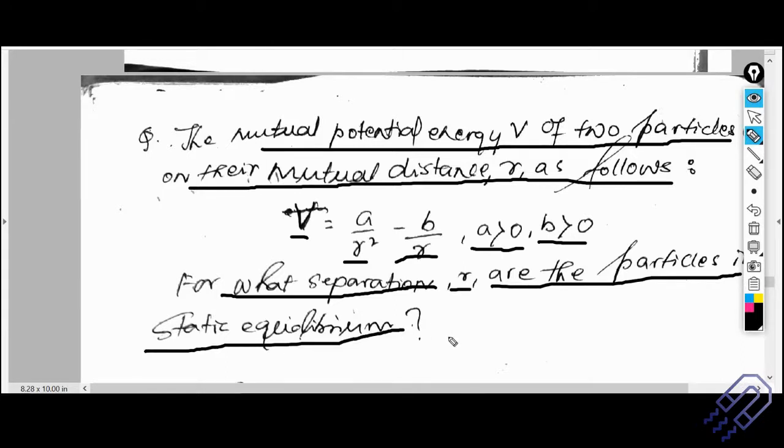So the question is, what do I mean by static equilibrium? In static equilibrium, it means that there is no change of potential with distance. Okay, that's the simple idea here. There is no change of potential with distance.